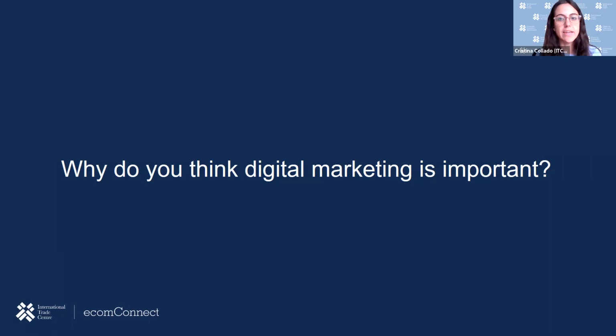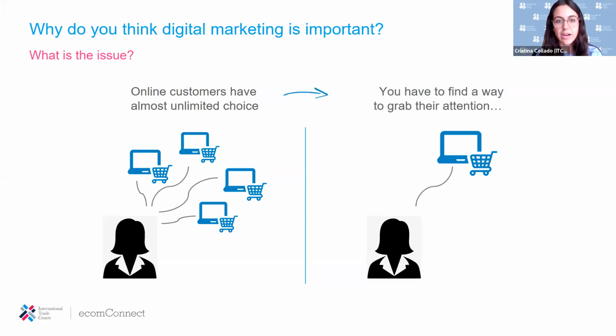For instance, it allows us to have a lot of information about the visitors, potential customers, or our active customers, and be able to track their information and create better products, better services for all of them. So yeah, William was totally right. Now online customers have unlimited choice, and we need a way to grab their attention, and that's why digital marketing comes into place.